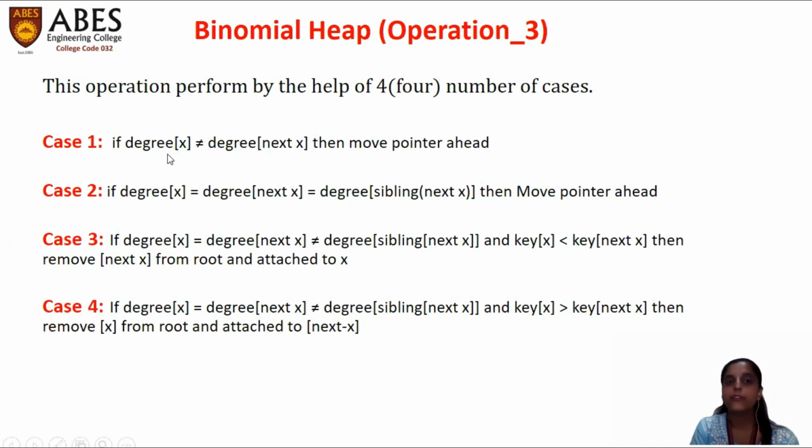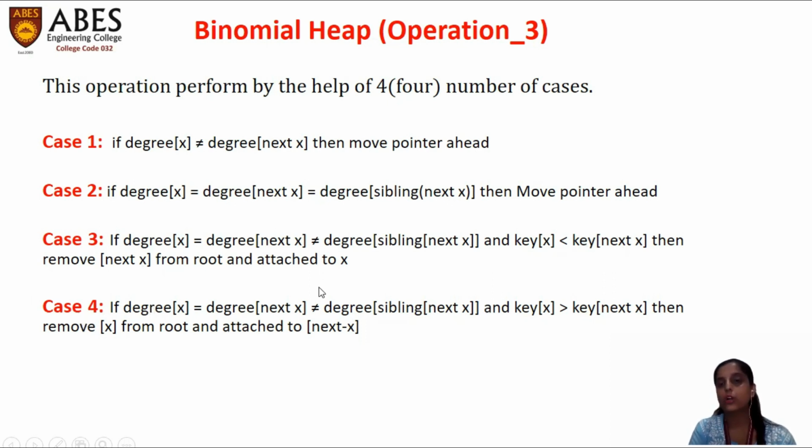Case 1 is saying if degree of x is not equal to degree of next x, then move your pointer ahead. Case 2 is saying if degree of x is equal to degree of next x is equal to degree of sibling of next x, then also move your pointer ahead. Case 3 is saying if degree of x is equal to degree of next x, but it is not equal to sibling of next x, and the key of x is smaller than key of next x, then you can apply this case 3. Means you can remove next x from root and attach it to x. And the same case we have for case 4.